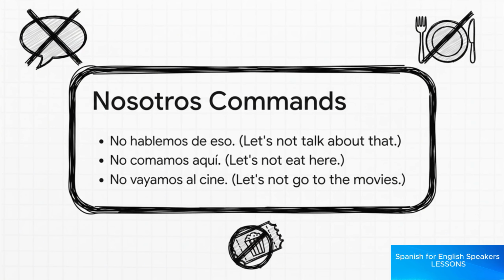And guess what? The exact same logic applies to nosotros commands. You know, when you want to say, let's not do something. You just grab that subjunctive form, put a no in front, and you're good to go. Let's not talk about that. No hablemos de eso. Let's not eat here. No comamos aquí. It's beautifully consistent.